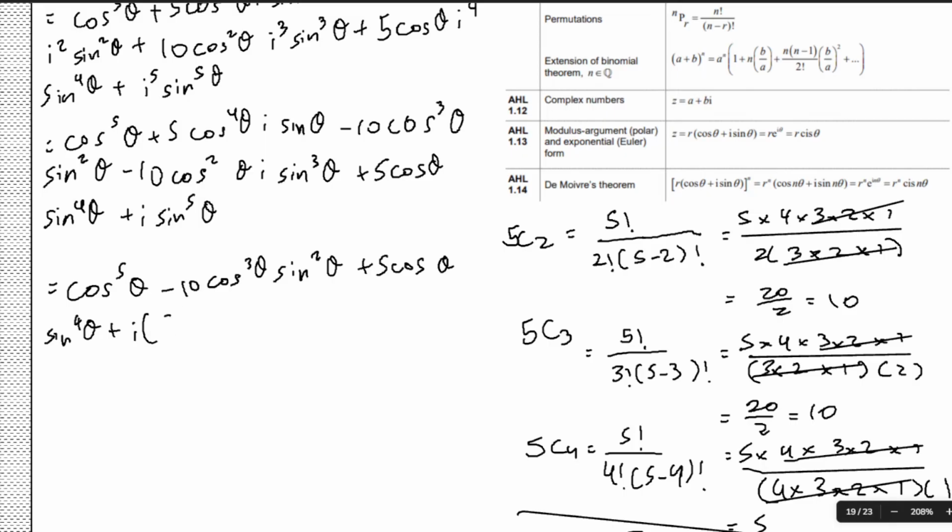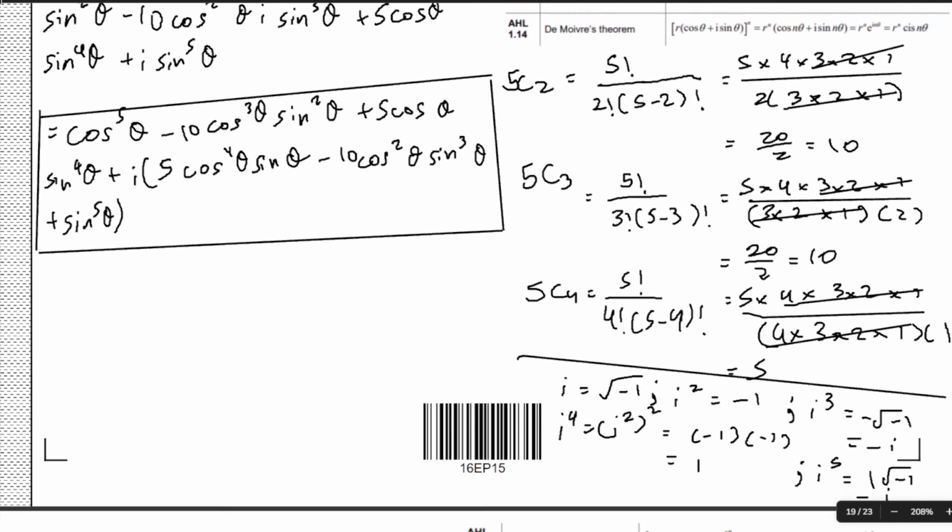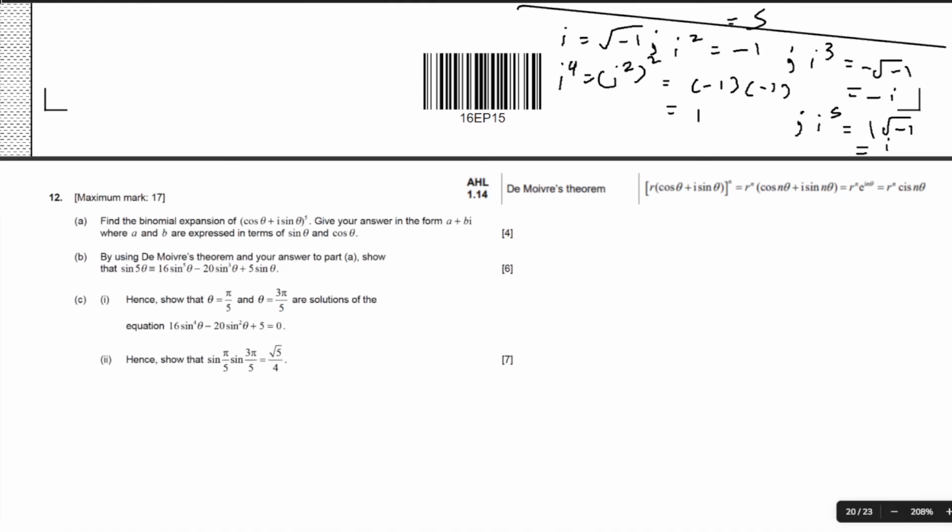okay, now we start factoring out i out of here, like here and here and here. So we do this one first, which is 5 cos^4 theta sine theta minus 10 cos squared theta sine cubed theta plus sine^5 theta. And this is your answer for the first question. All right, and on to the next question.